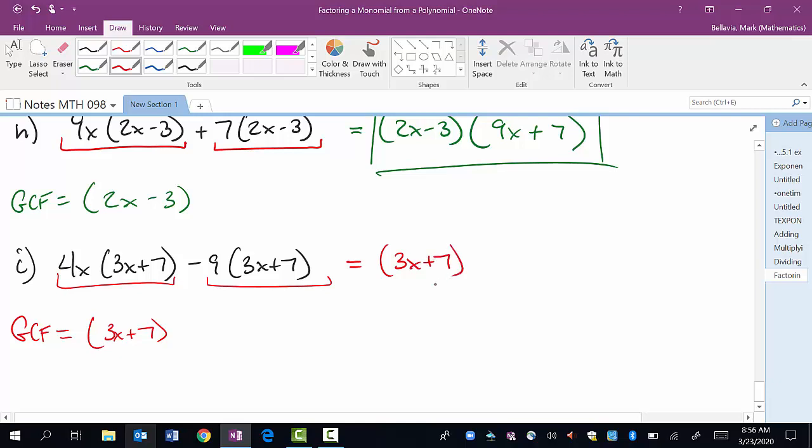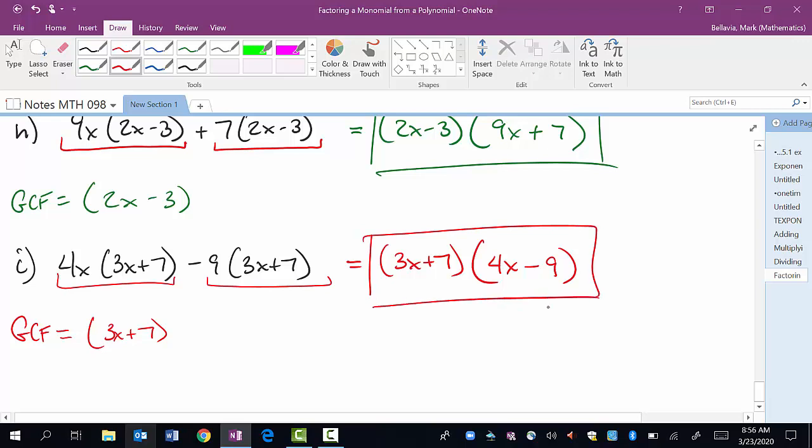We write it out in front in parentheses. Remember, you need the parentheses because the entire 3x plus 7 is what's going to be multiplied to whatever's in the parentheses after it. So when you look at this last part here, what's left over? 4x times 3x plus 7. You factored out 3x plus 7, so those are going to cancel out when you divide it out. You're just left with 4x. Here, negative 9 times 3x plus 7, you divide out the 3x plus 7, you just get minus 9. And so that factors to 3x plus 7 times 4x minus 9.